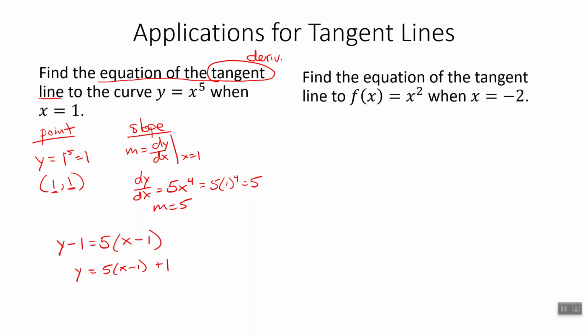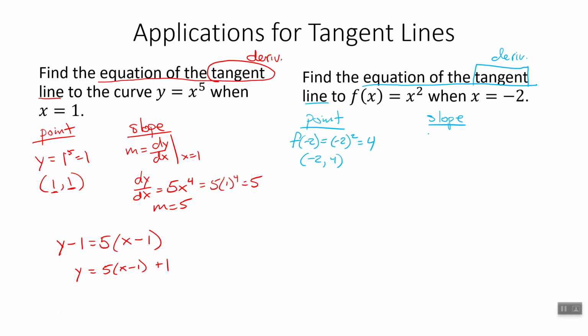All right, next up, find the equation of the tangent line. So another tangent line. So tangent means we're going to have to take a derivative to the function f of x equals x squared when x equals negative 2. So we got to do the same things. We need a point and we need a slope. All right, so to get the point we're plugging in, we want f of negative 2. So that's negative 2 squared. Negative 2 times negative 2 is 4. So we get negative 2, 4 as our point.